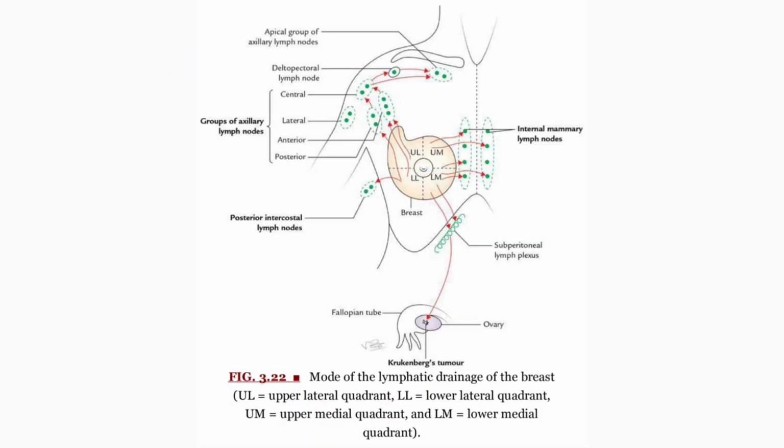So you can see here the picture from the Vishram Singh textbook. You can see the drainage of lymph through arrows and the spread of tumor into the ovary, that is Krukenberg tumor. We will discuss it in the clinical anatomy part. So as of now, you can have an idea of the lymphatic drainage and the spread of tumor, how it will spread to the ovary from this picture.